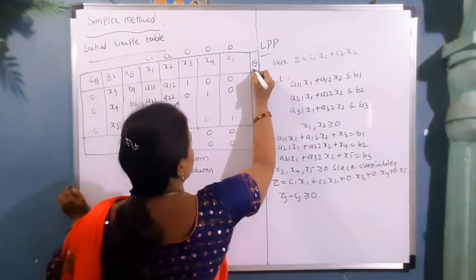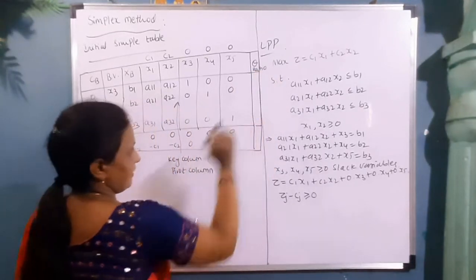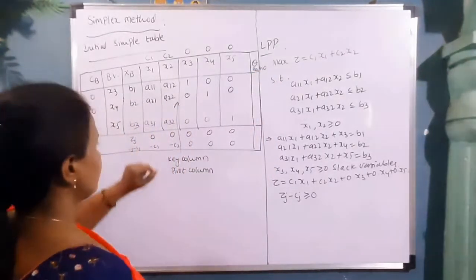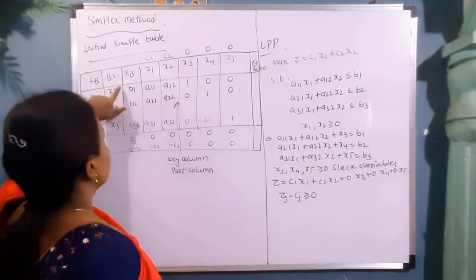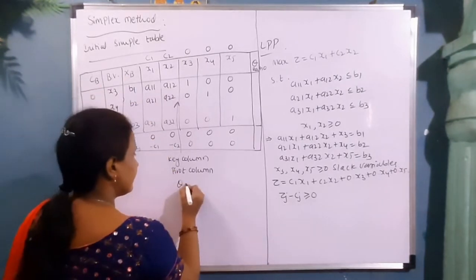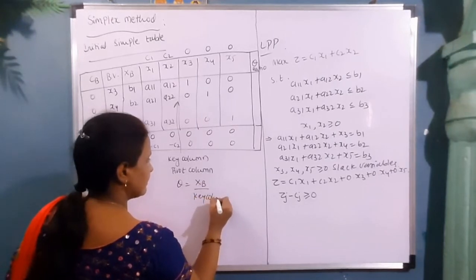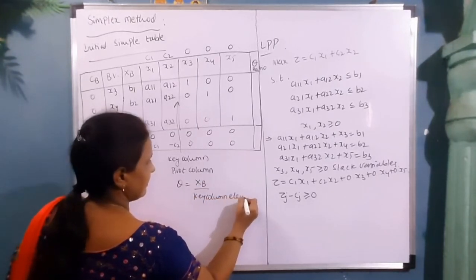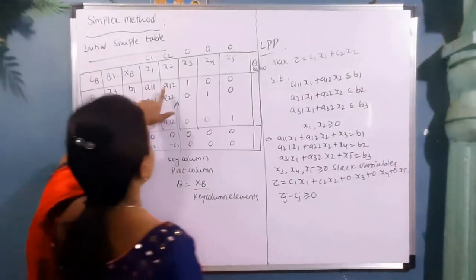Theta is nothing but a ratio. We will find this column. How is this column obtained? Whatever the key column is, XB is divided by the key column, which means theta will be XB by the key column elements. So here is what we get, first one.